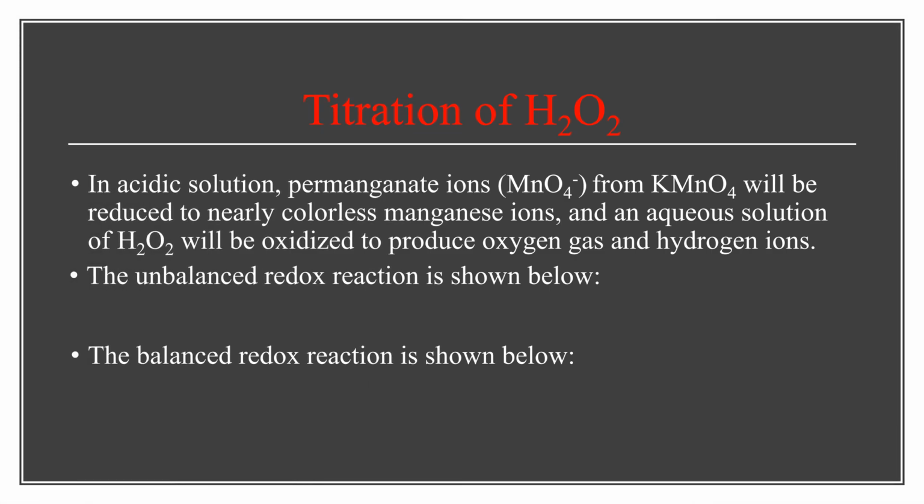Once the potassium permanganate solution is standardized, it will then be used to titrate the hydrogen peroxide solution in the presence of an acid. In an acidic solution, permanganate ion, MnO4-, from the KMnO4 solution will be reduced to nearly colorless manganese ion, Mn2+, and the aqueous solution of hydrogen peroxide, H2O2, will be oxidized to form oxygen gas and hydrogen ion.